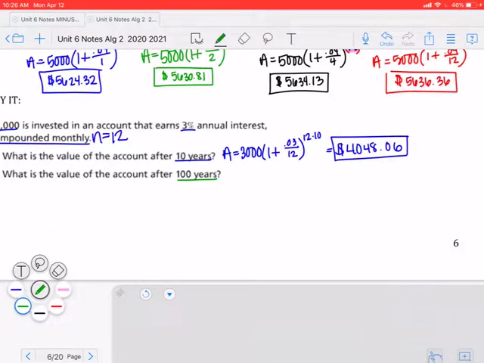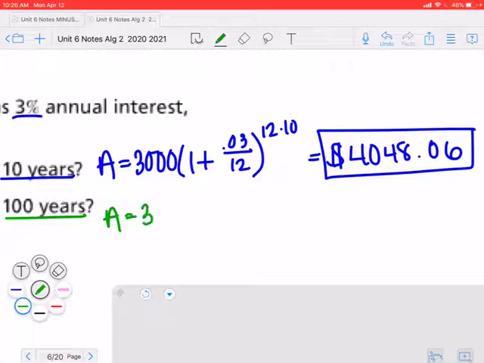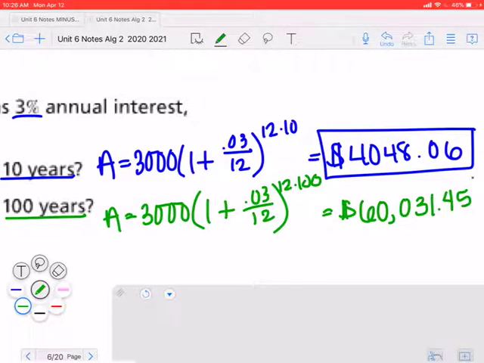And when we do it for 100 years, I guess you could do that for like your great grandkids or something. 0.03 over 12, to the power of 12 times 100. And this one is much greater, $60,000 or $60,031.45.